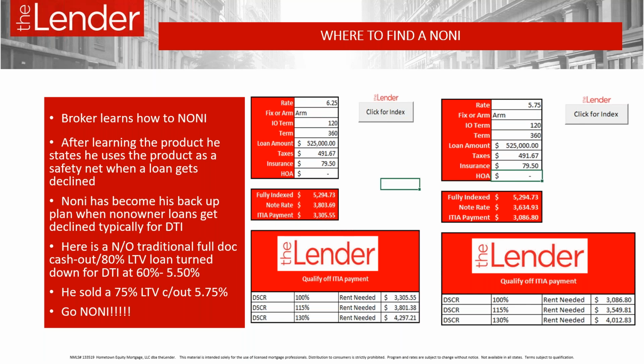So as you can see, we've got a rate of 5.75 on the right. We had to cut him back to cash out at 75. I couldn't do 80. And he decided, I can do this. So he called the borrower, and the borrower accepted a 75 LTV cash out. But it was a great counter versus just that phone call.